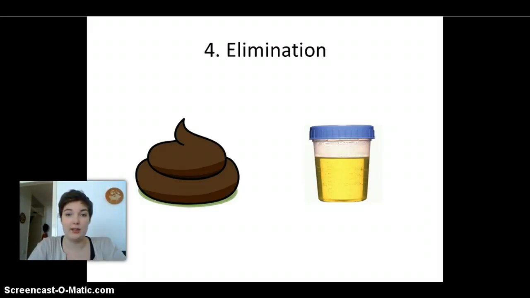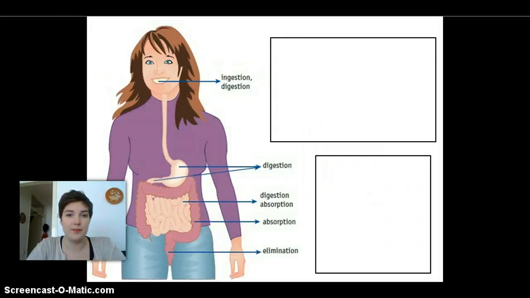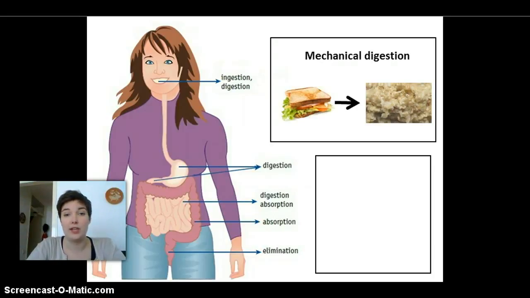So let's look at where all of this happens. We can see that the ingestion happens in our mouth, getting the food into your mouth. There's already some digestion happening in your mouth. It's called mechanical digestion. Mushing it, chewing it, right, with our teeth.